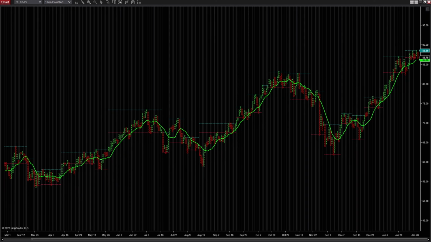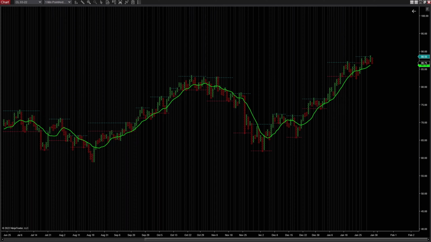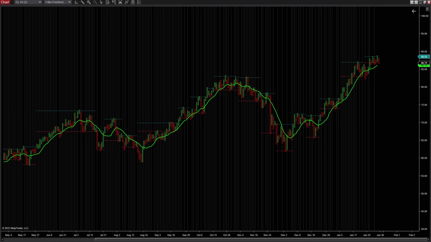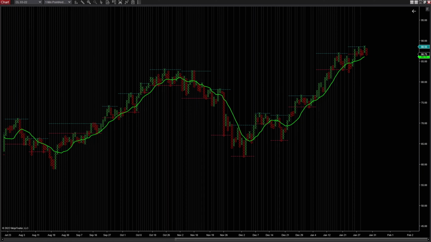Yeah, crude oil is still bullish. So you see the bias here is to the upside. There is a potential to break this one down because the last movement has been to the downside here. So we'll see if this resistance holds.